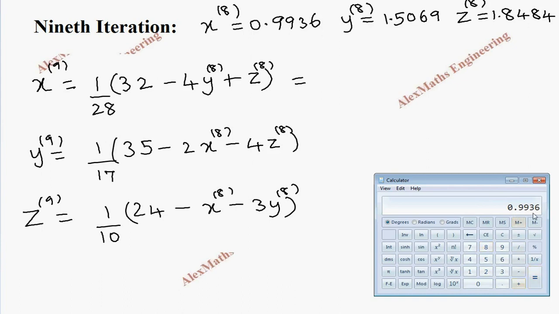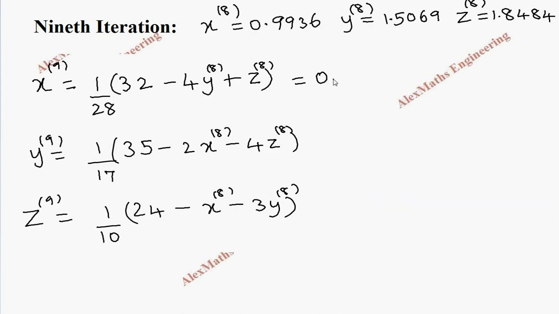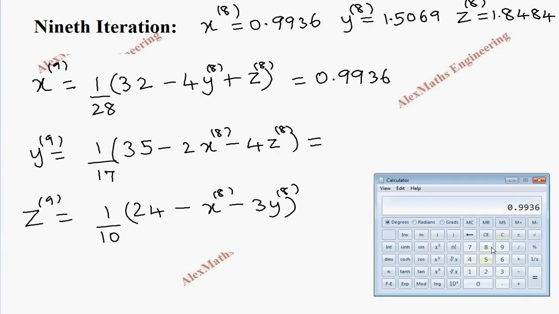We get 0.9936. So we are getting exactly 0.9936. Coming to the y of 9, it is 35 minus 2 into 0.9936 minus 4 into 1.8484. This whole value divided by 17, 1.5070. So we are getting very close, 1.5070.